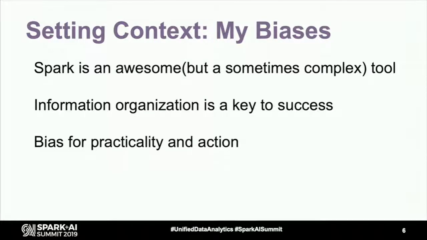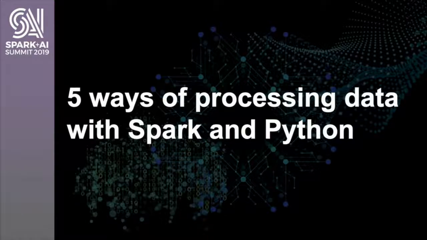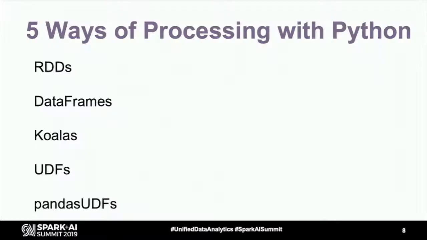Cool, so let's move right along. And so let's talk about the 5 different ways of processing data with Spark and Python. So here are the 5 ways. We have RDDs, DataFrames, Koalas, UDFs, and Pandas UDFs. So I'll go through each of these and kind of give you that high level, hey, what's actually going on here.